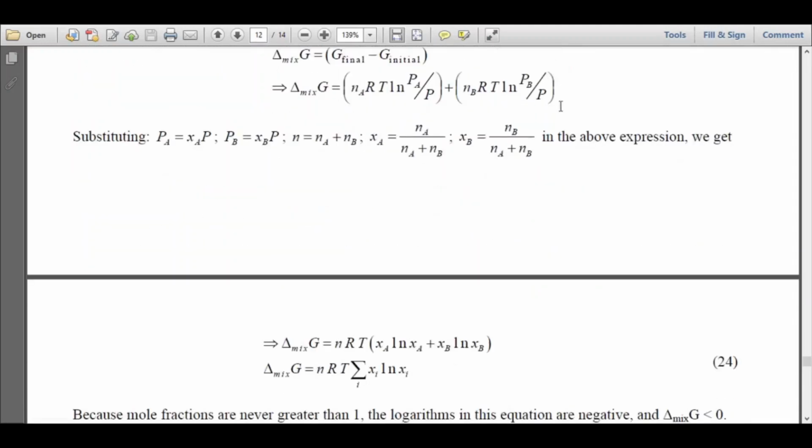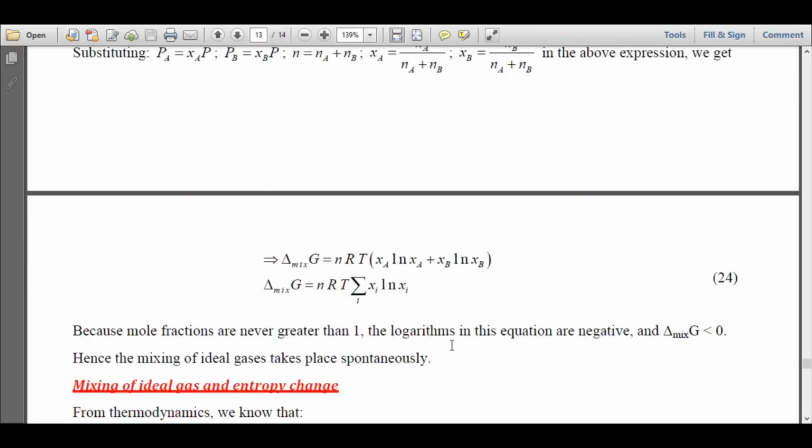If I do all these rearrangements, I'll get the free energy change of ideal gas mixing, which comes out as nRT (XA ln XA plus XB ln XB). Suppose there are more components, then those components will be added here, so I can sum it up and write the free energy of mixing as nRT times the sum over i from 1 to n of xi ln xi. Now this equation 24 is important. We'll use this equation 24, the free energy change of ideal gas mixing, to derive the change of entropy.